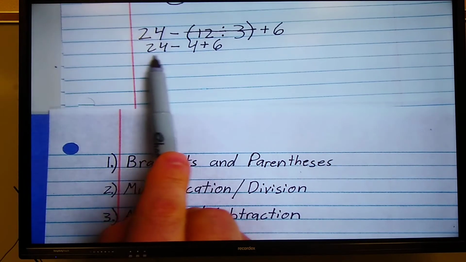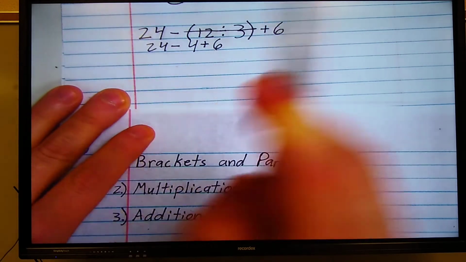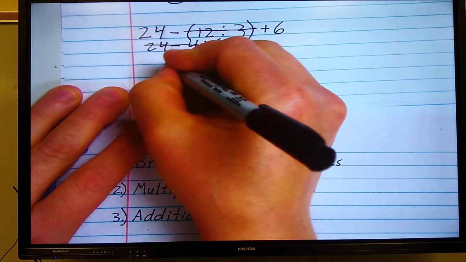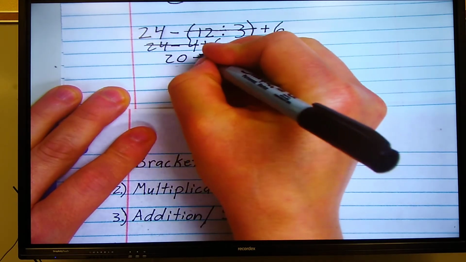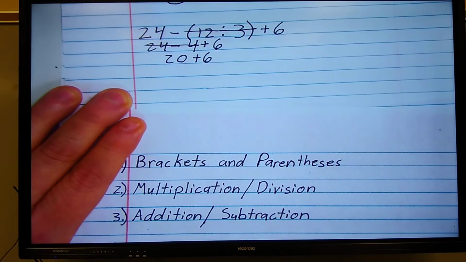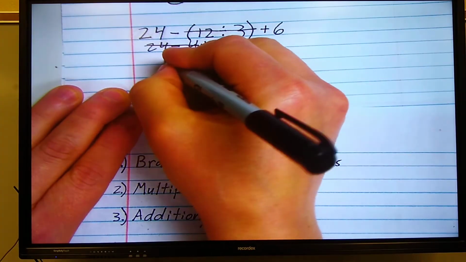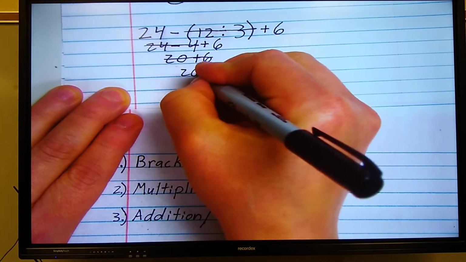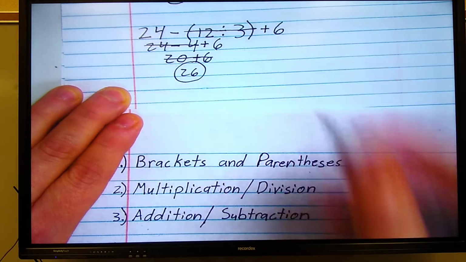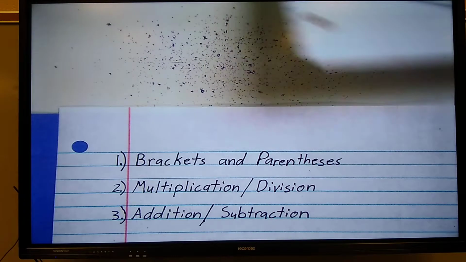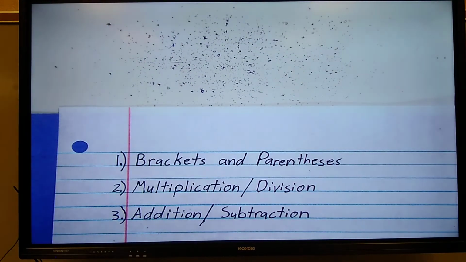So I start from the left, I have a subtraction problem. 24 minus 4 is 20. Let me bring down the rest of the problem. I have addition here. 20 plus 6 is 26. There we have it. The answer is 26. Going step by beautiful step.